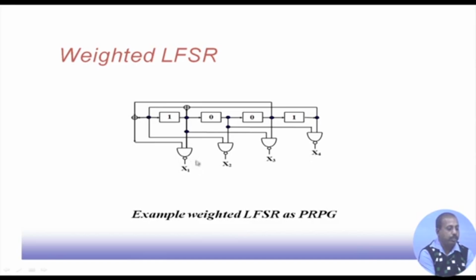Similarly, if you consider this x1, the x1 output will be 1 when either of these two inputs is 0. So, the probability of getting a 1 at this point is higher compared to getting a 0. In this way we can use some weight factor, and accordingly choose inputs from these different cells and put them into these gates to get a weighted pseudo random pattern generator.